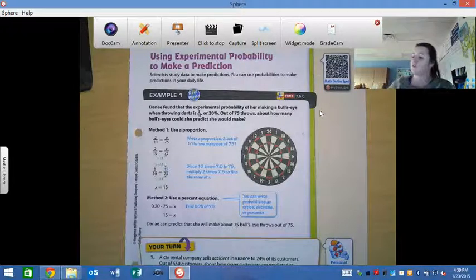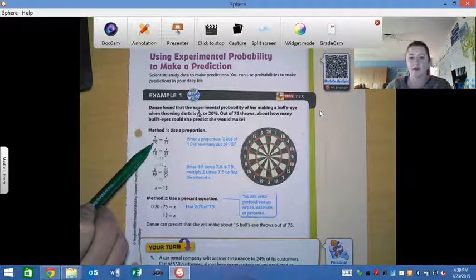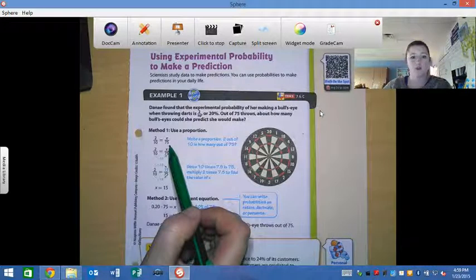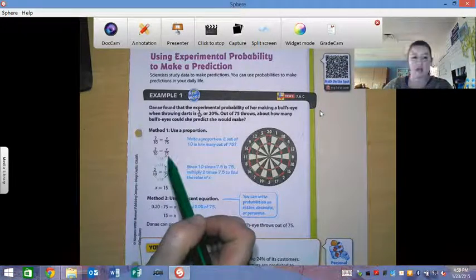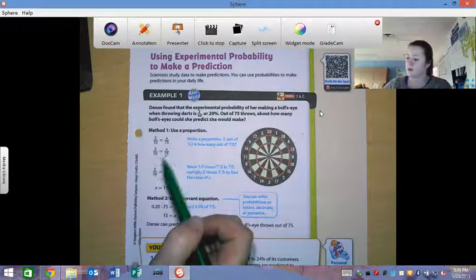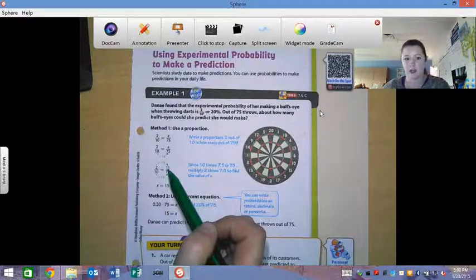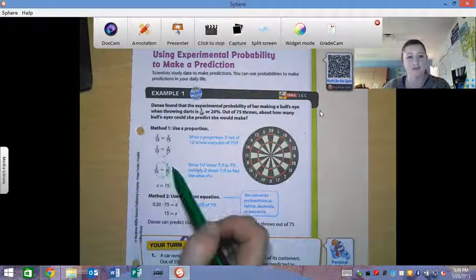So, first thing we could do is make a proportion. If she makes 2 out of 10, they want to know how many she would make out of 75. So then we would multiply the bottom by 7.5, and when we multiply our denominators by 7.5, we also have to multiply our numerators by 7.5. So 2 times 7.5 is 15.